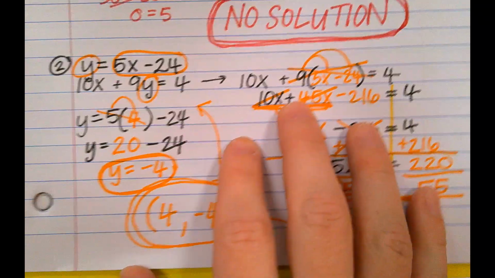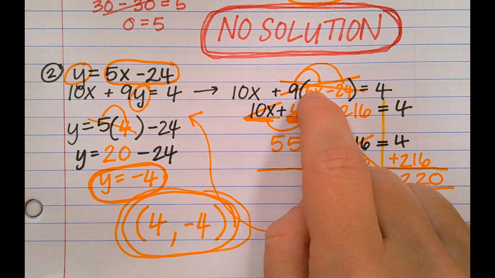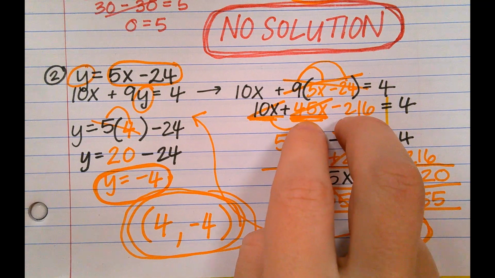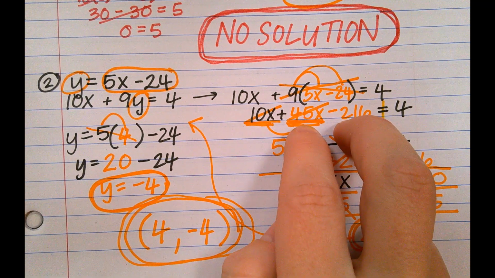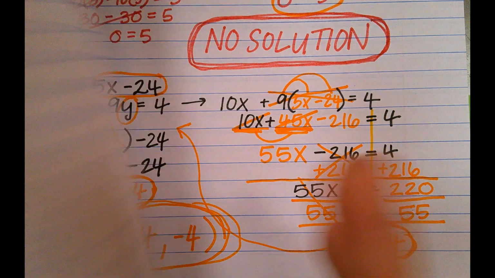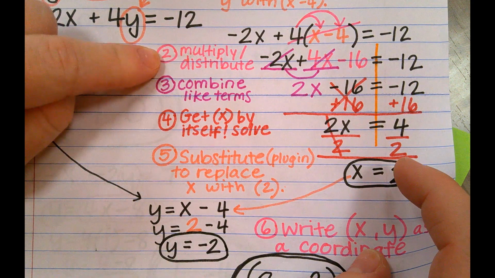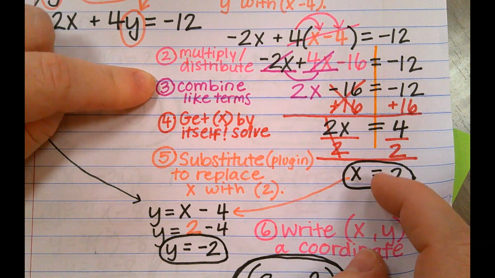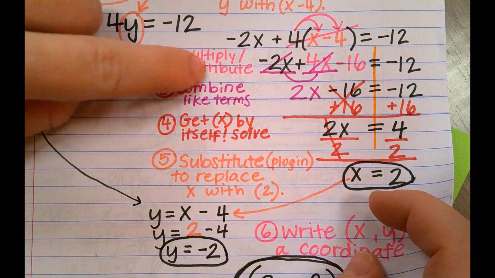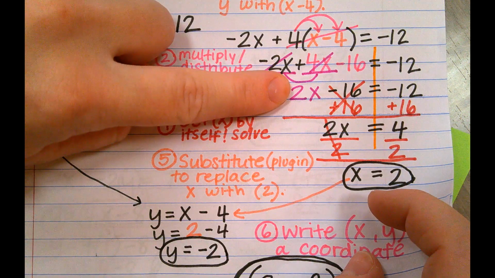So I'm going to look back here and see, what do I need to distribute here? Okay, 9 times 5x, and then 9 times minus 24. And I'll bring them down just like I did in my guide. Then if you get stuck at that point, let's look back at the guide again. We just did step 2. We multiplied or distributed. What did I do next on my guide? Oh, I combined like terms. And the like terms I combined were the minus 2x plus 4x, and I got 2x.